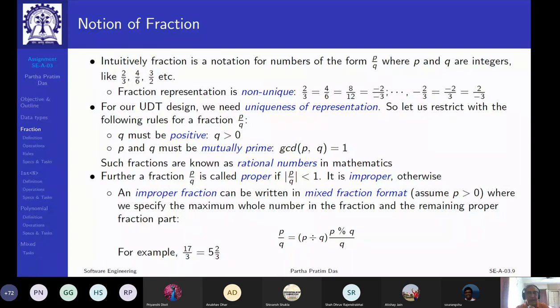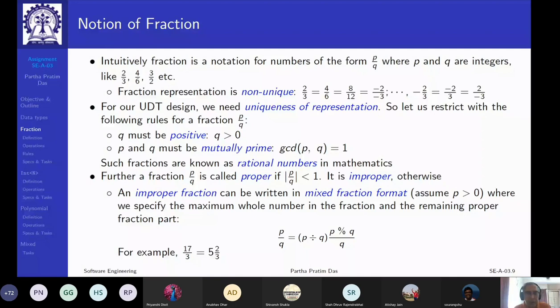Further, a fraction is proper if its absolute value is less than 1. It is improper otherwise. And improper fractions can be written in mixed fraction format. That is, if I have 17 by 3, I can write it as 5, the maximum whole number within that, and 2 by 3. So this is the basic notion. This is the basic concept that we have.